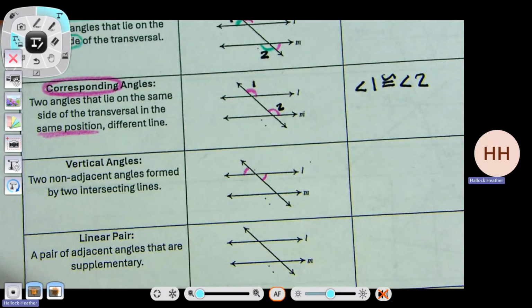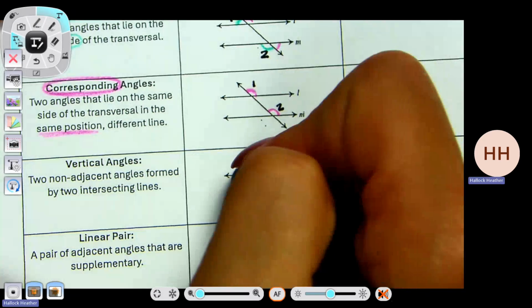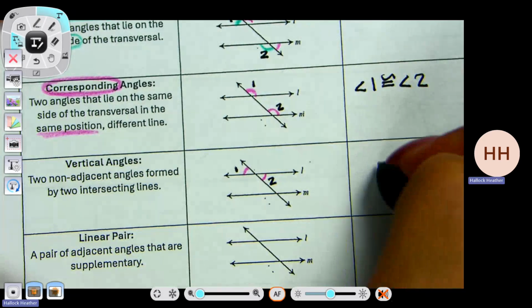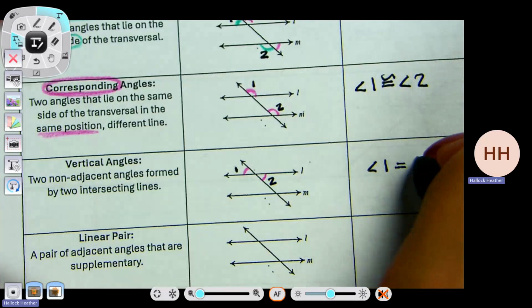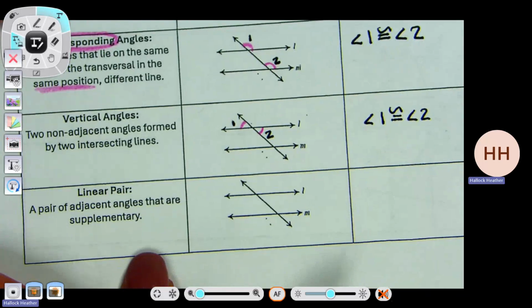Vertical angles are from chapter 2. We obviously have a bunch of vertical angles. We have the obtuse ones. We have these ones. Vertical angles are the same, so they are congruent. They jump across the line. So we're not going to put anything over here. We'll just put, I guess we will, angle 1 is congruent to angle 2. A linear pair. What is a linear pair?